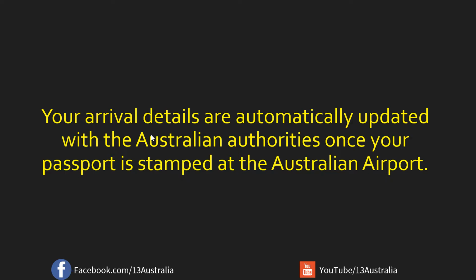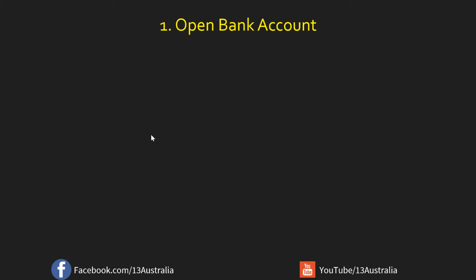So that's happening automatically. Now, there are a couple of things that, whether you come here on a student visa or permanent resident, we need to do first. So in the next couple of days, as soon as possible, you need to go through these steps. So first of all, you need to open a bank account.